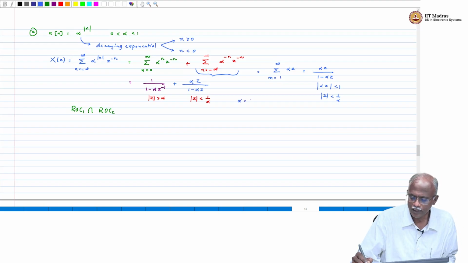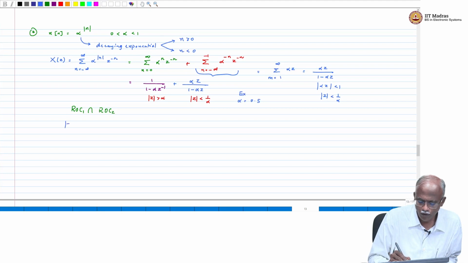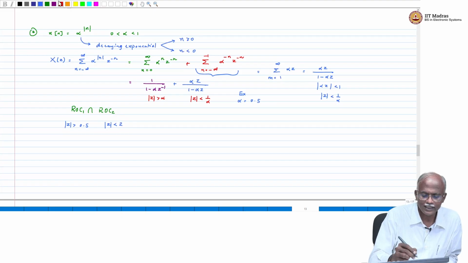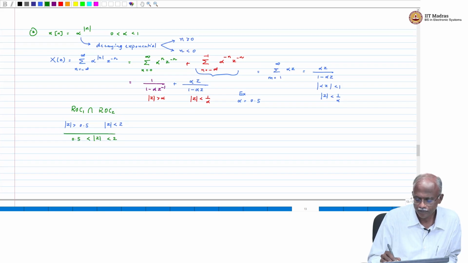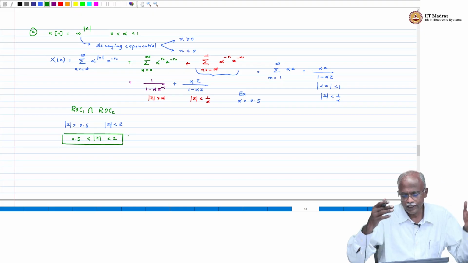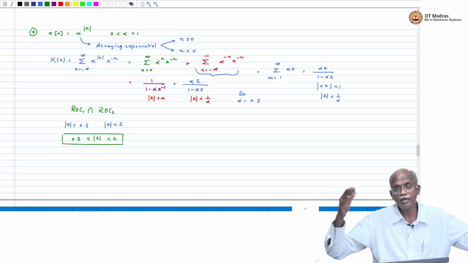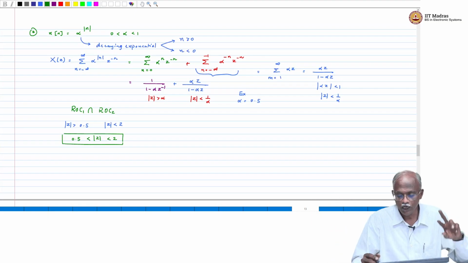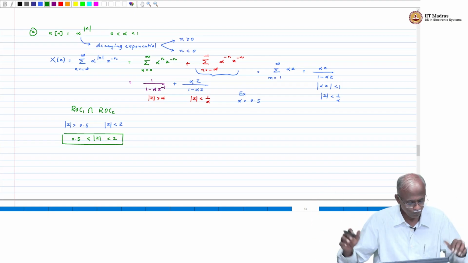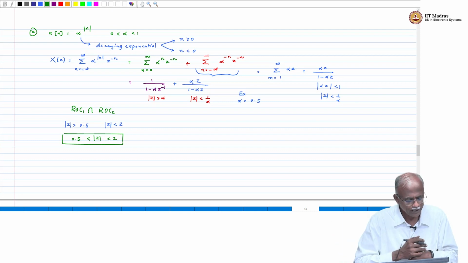Let's take a specific example. If I take alpha equal to 0.5, then the first ROC will be mod z greater than 0.5. The second will be mod z less than 1 over 0.5, which is the same as 2. The intersection of these two gives me an ROC that is greater than 0.5 and less than 2. It is a two-sided sequence where the limits are bounded between the two poles. One of them is a pole at alpha, the second one is a pole at 1 over alpha.